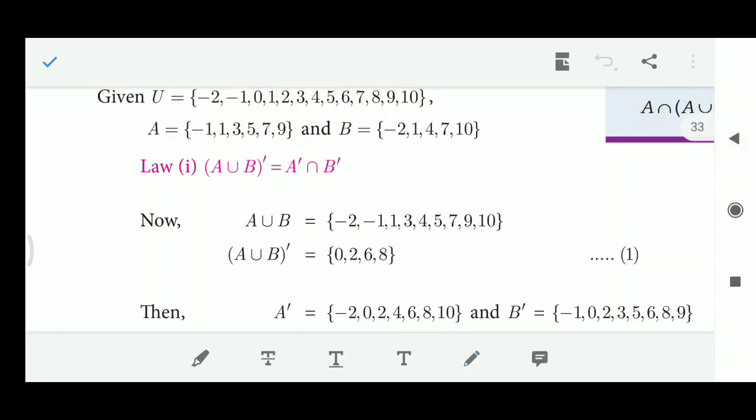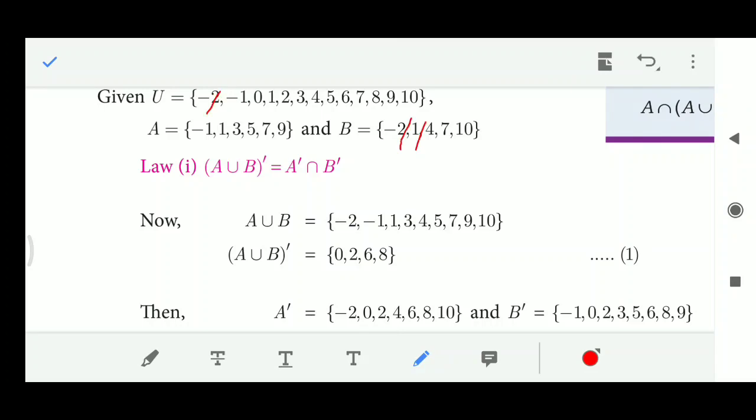Like that, for B' you have to eliminate the elements of B. Here -2, 1, 4, 7 and 10.